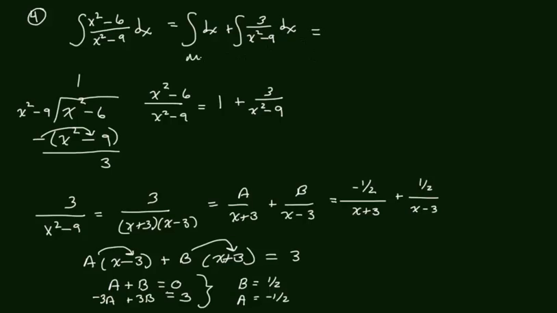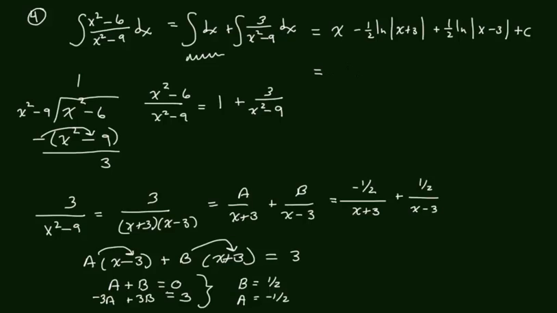This integral here is simply x. This integral here is going to be negative 1/2 natural log x plus 3. The next one is going to be plus 1/2 natural log of x minus 3 plus c. I will be very happy if that's the answer that you get. Let's just see if we can't simplify this a little further now, though.